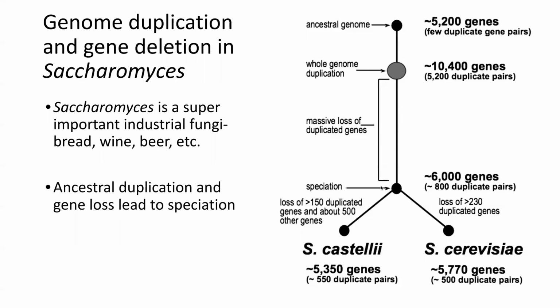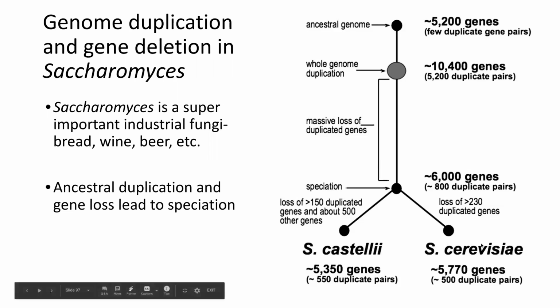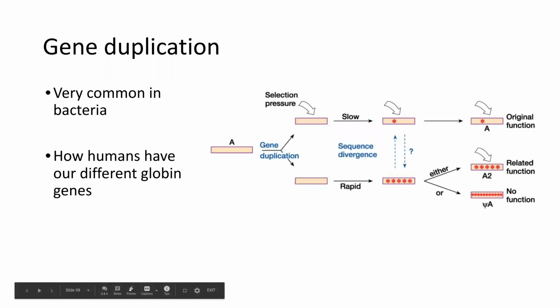Then each fungus lost different genes. This one lost about 150 genes. This one lost about 230 genes, which led to the speciation and the very distinct differences between these two fungi. So that's genome duplication. And the final one we should discuss is gene duplication.